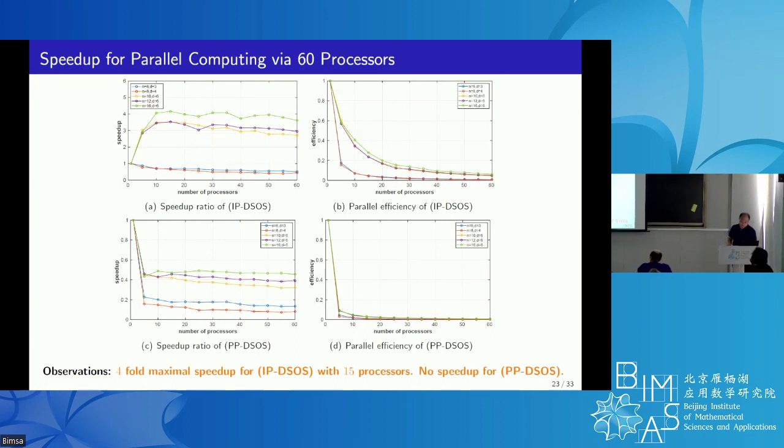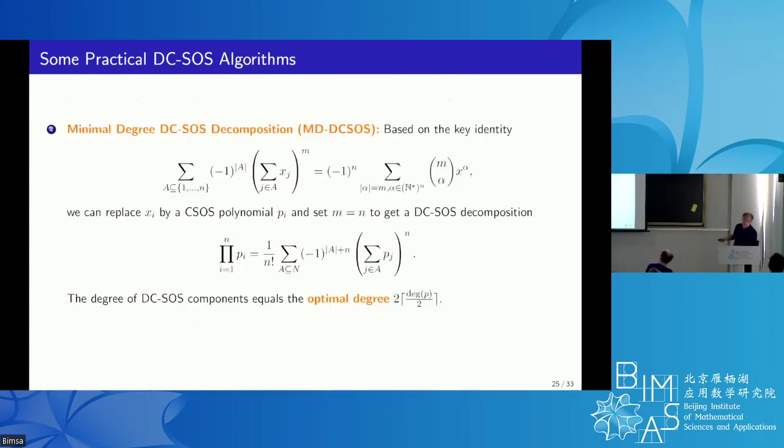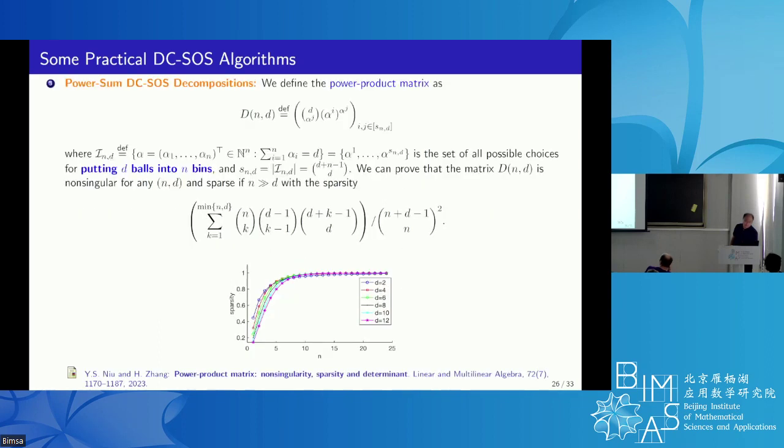I think I have no more time, but I just want to tell you that in difference of convex sum of squares, we have some similar techniques to the parity techniques, and improvements to get the best degree or minimal degree based on this key identity. And based on that, we get an optimal degree decomposition. Some similar idea, but a little bit harder to get a result.